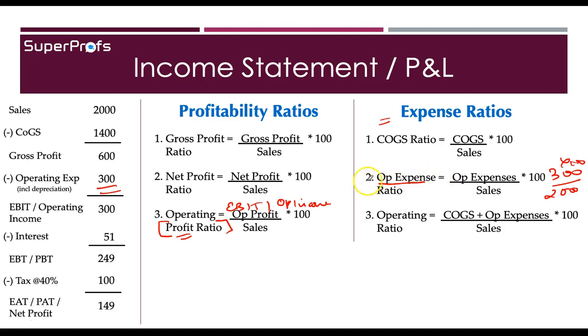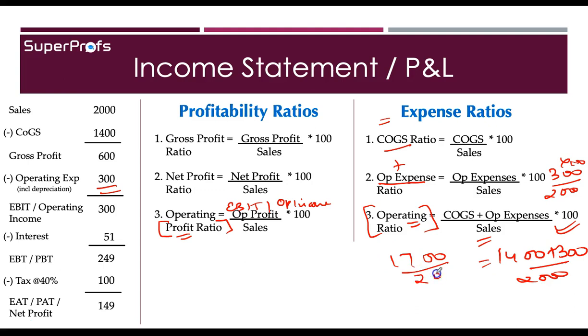Again, as the name suggests very clearly, here you have to take the operating expenses, divide them by sales and multiply by 100. However, the third kind of expense ratio is operating ratio, and this means you take both the costs, that is cost of goods sold and the operating expenses, and then you divide them by the sales and you will get your value. So what is the cost of goods sold? That is 1400. What is the operating expenses? 300 divided by 2000. So 1700 upon 2000 is your operating ratio.